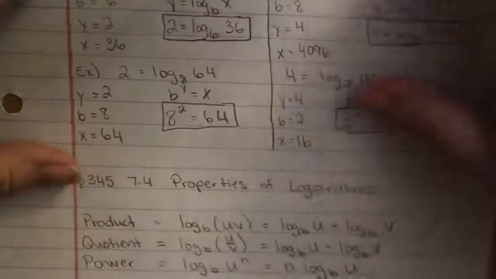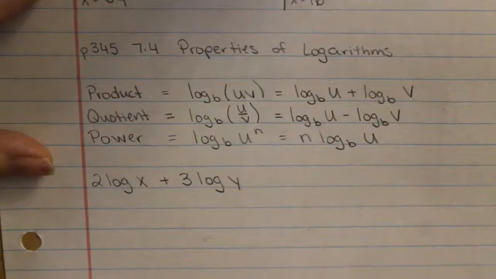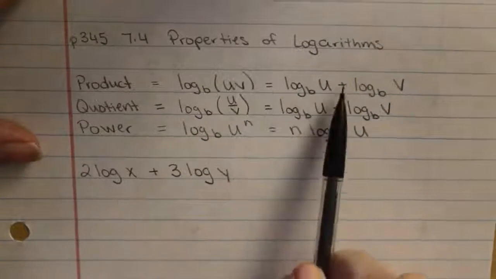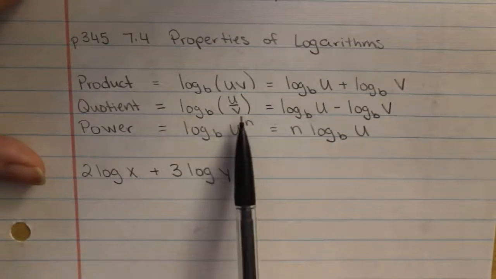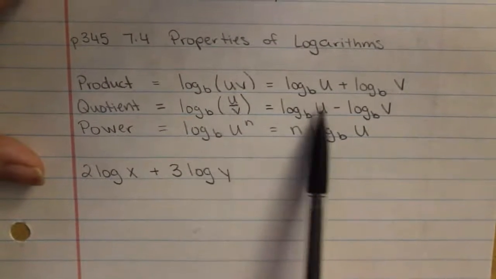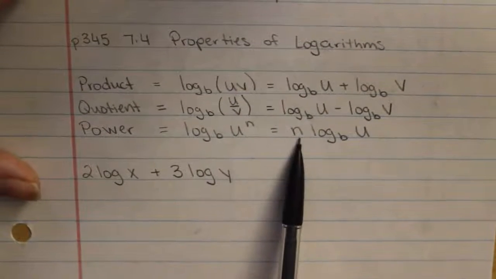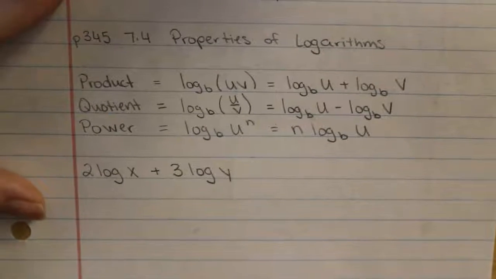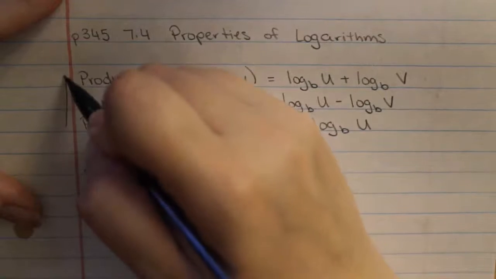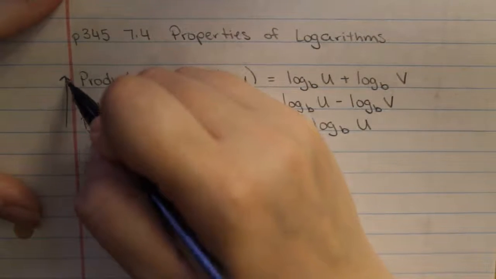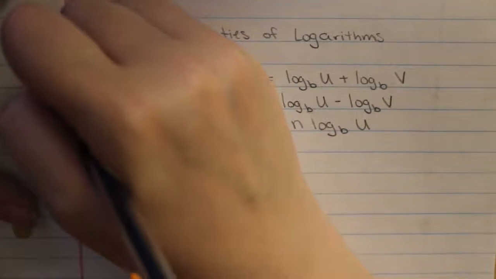Okay, we're going to move on to 7.4. 7.4 was the expanding and the condensing of logarithms. I put the properties up here real quick. When they're multiplied, it's addition, or when it's addition, they're being multiplied. When it's division, they're subtracted, or when it's subtracted, it's division. And if it's to a certain power, you simply move that power out front. When you're dealing with condensing, you're going to want to start here and work up. When you're dealing with expanding, you're going to want to start here and work down. So condensing goes this way, expanding goes this way.